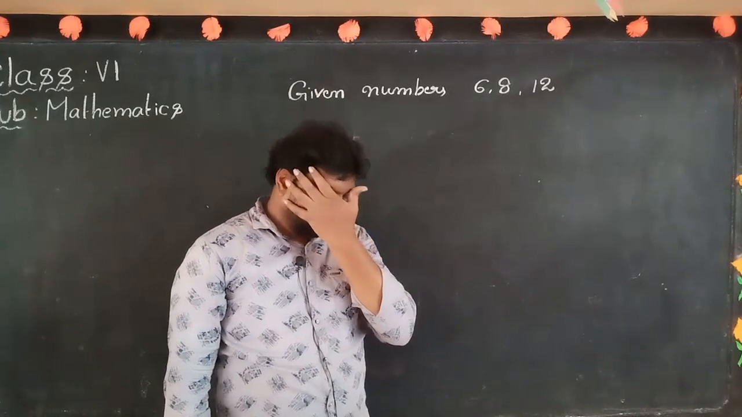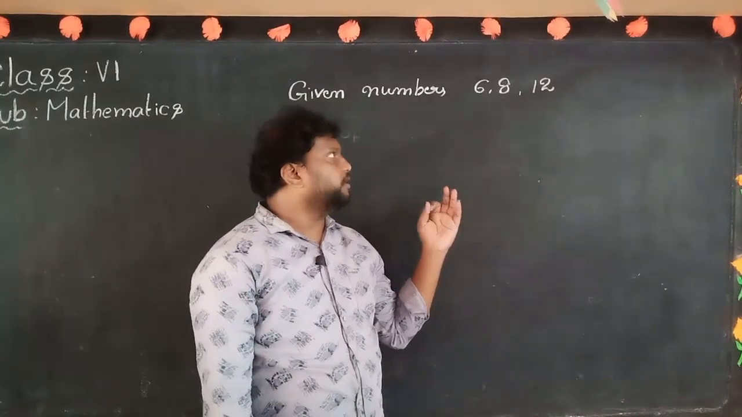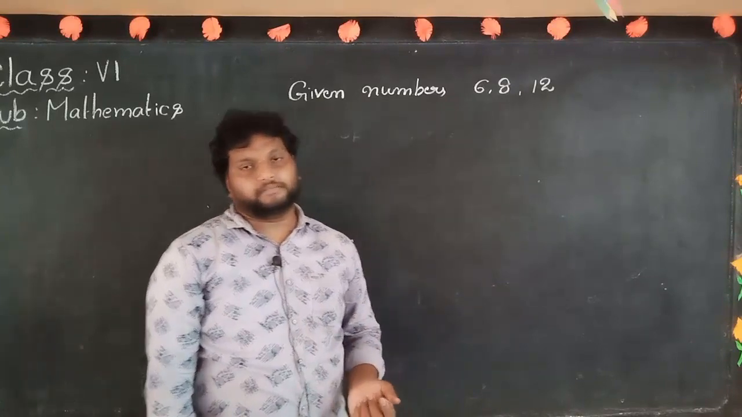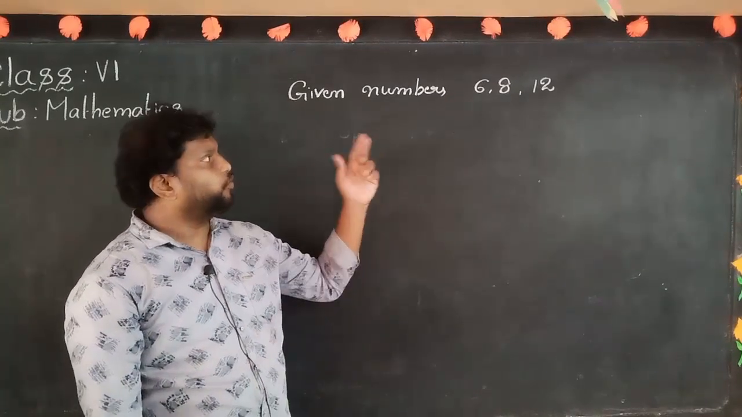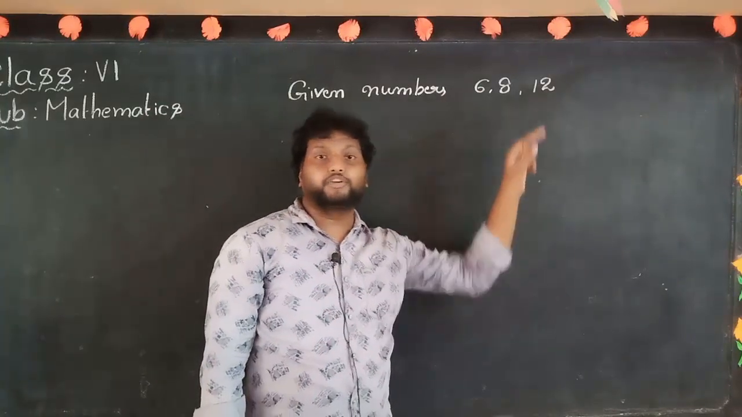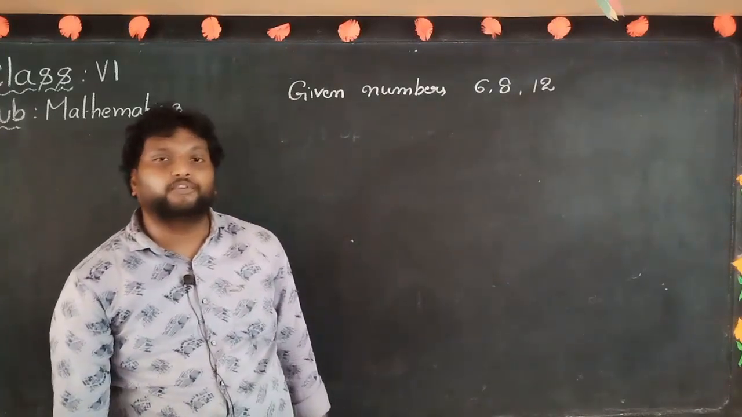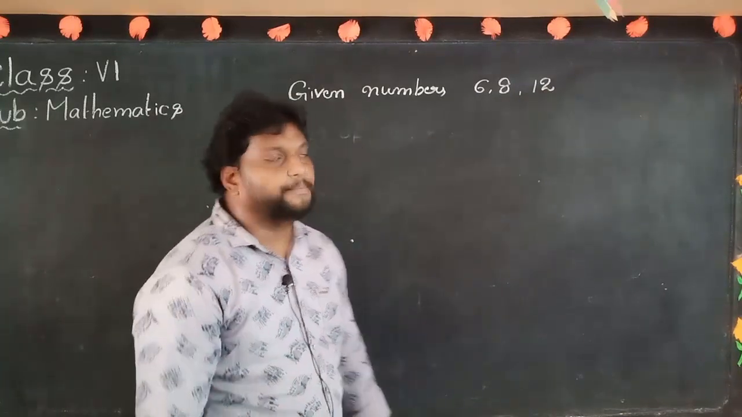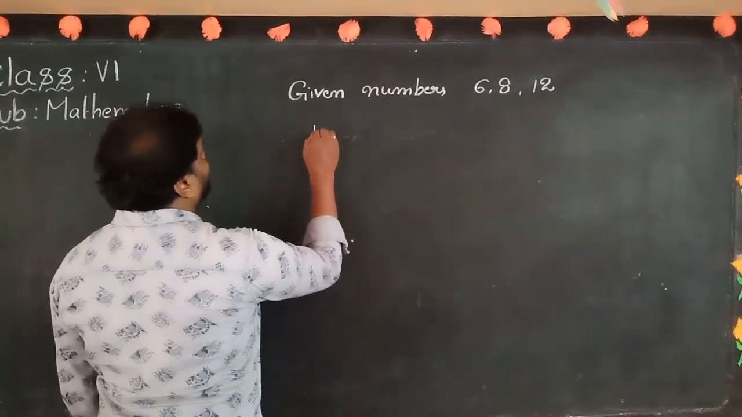Exactly. For example, in the 6 table, 8 table and 12 table, which number is common? For example, we can take 24: 6 4s are 24, 8 3s are 24, 12 2s are 24. Means how to find that 24 is the correct answer? Then we have to use LCM.